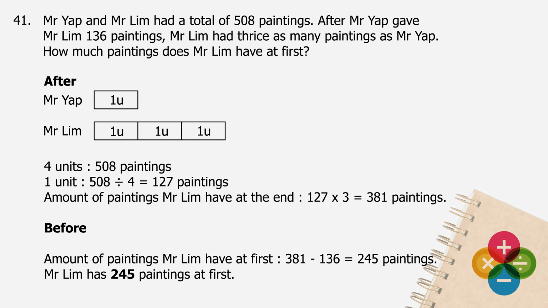The amount of paintings Mr. Lim has at the end will be, multiply 127 by 3, and the product is 381. The amount of paintings Mr. Lim has at first will be, subtract 136 from 381, and the difference is 245. Mr. Lim has 245 paintings at first.